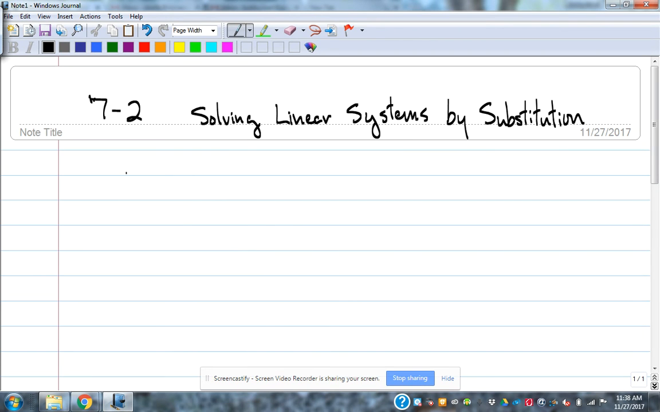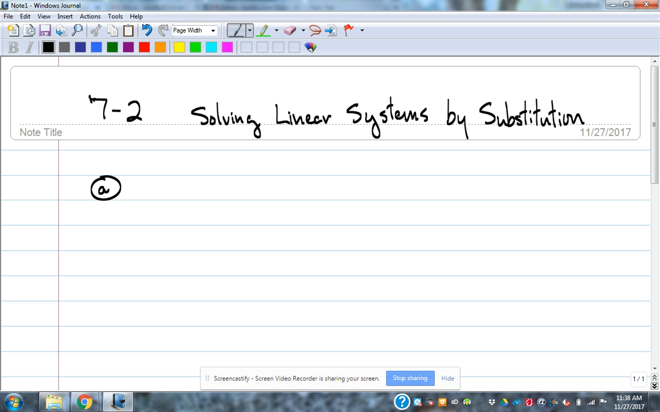All right, so solving linear systems of equations by substitution. Pretty good way to solve a system of equations if it's already kind of part of the way done for you. Not always the best way, but it does work very well no matter what the system is. If there's a solution to it, substitution will find it.